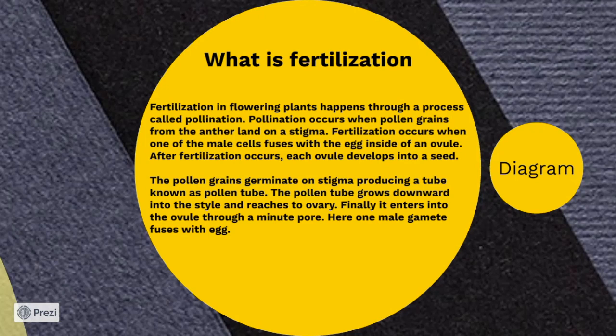The pollen that is brought from the anther, this is a recap in different words to make it more simple and more tangible. The pollen germinates on the stigma, creating a tube known as the pollen tube. The pollen tube grows down into the style, the female part of the flower, and reaches the ovary. And finally, it enters into the ovule within the ovary through a minute pore where the male gamete fuses with the egg. So let's look at that.